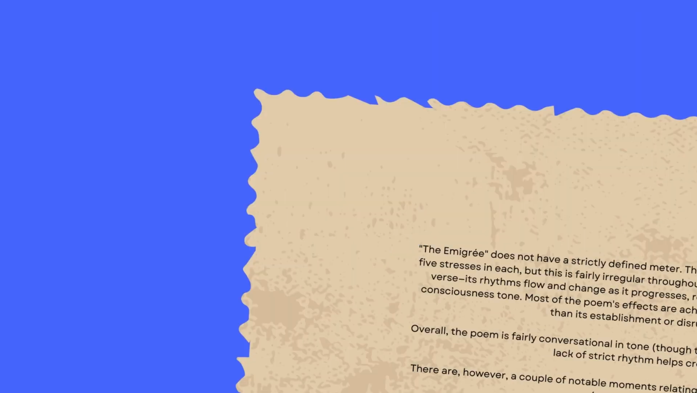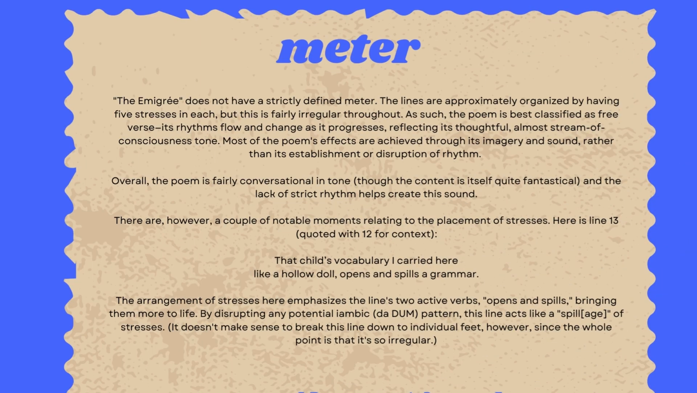The Emigree does not have a strictly defined meter. The lines are approximately organized by having 5 stresses in each, but this is fairly irregular throughout. As such, the poem is best classified as free verse. Its rhythms flow and change as it progresses, reflecting its thoughtful, almost stream of consciousness tone. Most of the poem's effects are achieved through its imagery and sound, rather than its establishment or disruption of rhythm.